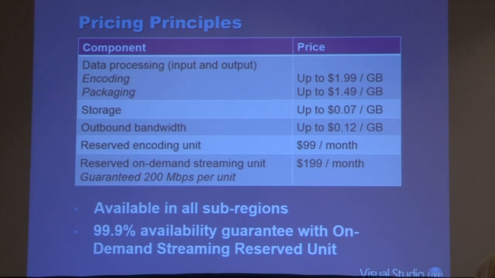So the pricing principles are as follows. And again, the prices here are just the publicly quoted prices. If you have an enterprise agreement with Microsoft, you might get much better prices than this, but that's as high as it gets. So you pay for data processing, which is encoding and packaging your media. If you just have MP4 files that you want to store in Azure Media Services and make accessible as MP4 files through progressive download, you don't have to pay for this component. But if you want to encode to the smooth streaming formats, this is what you pay. So you pay $2 or $1.50 per gigabyte for the encoding and packaging of your content.